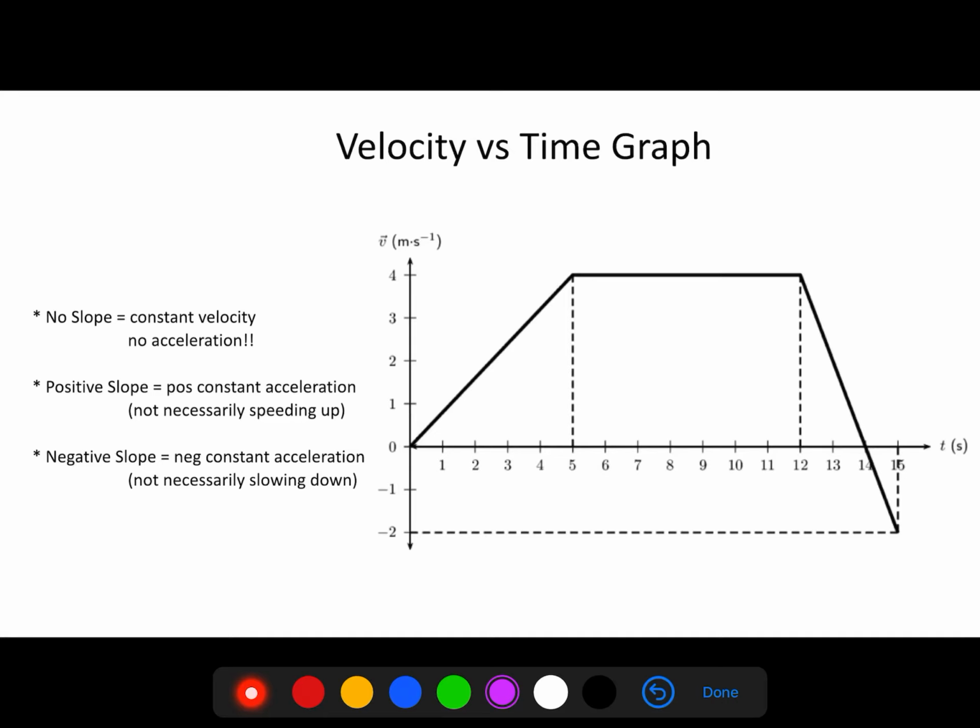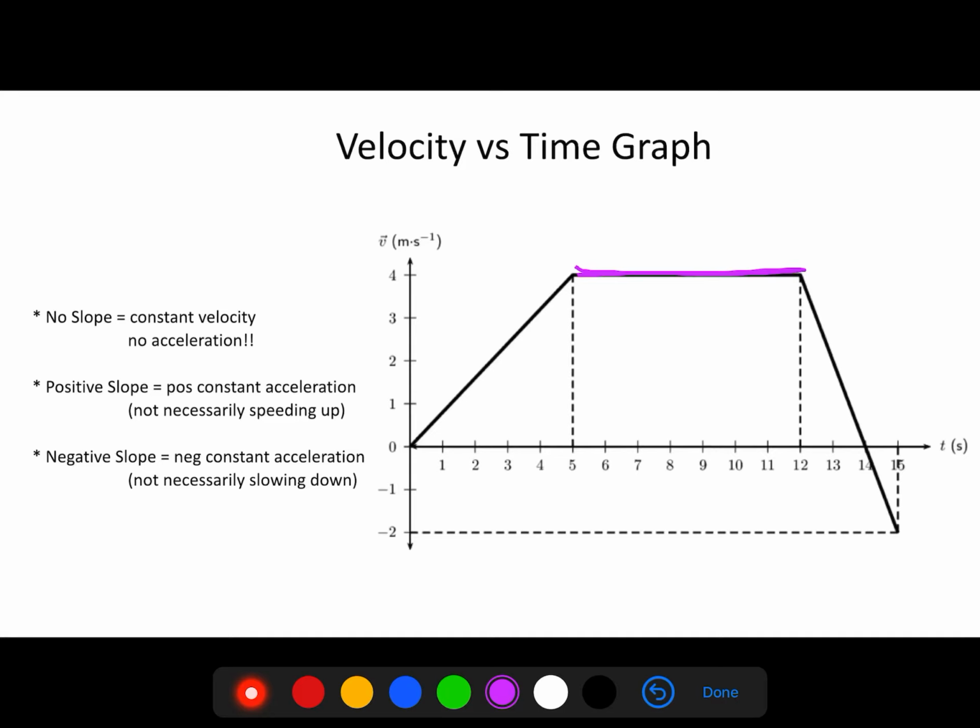So if we are looking at this particular graph, no slope, where on the graph do we have no slope? Well, from 5 to 12 seconds, we have no slope. So what does this mean? In this case, the y value is my velocity in meters per second. So this means that the y value does not change. So my object is moving at a constant velocity of 4 meters per second, which means it is not experiencing an acceleration. There is no acceleration, okay?